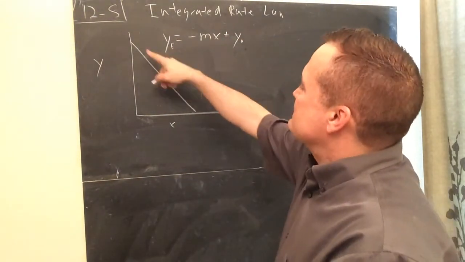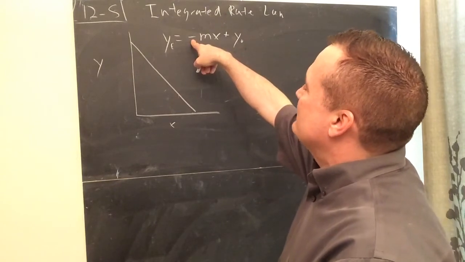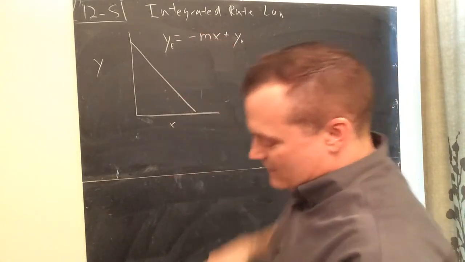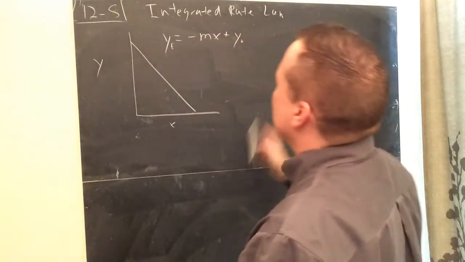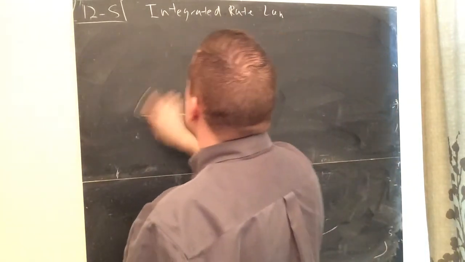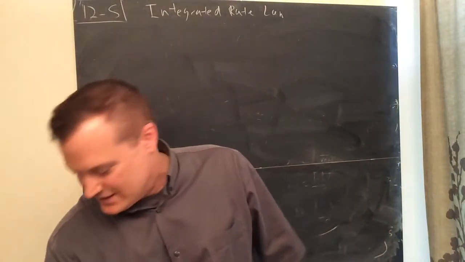Okay, so if it's a negative slope, there'll be a negative number there. If it's positive, then it'll be going up. Okay? That's important to know. So negative m, negative slope. And of course, slope is a change in y over change in x.